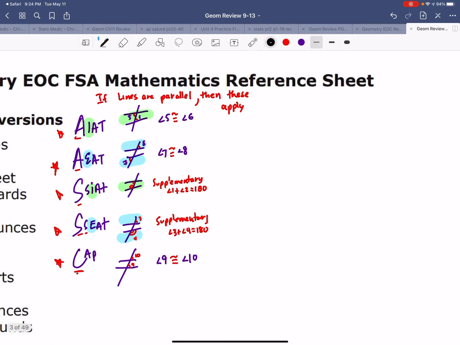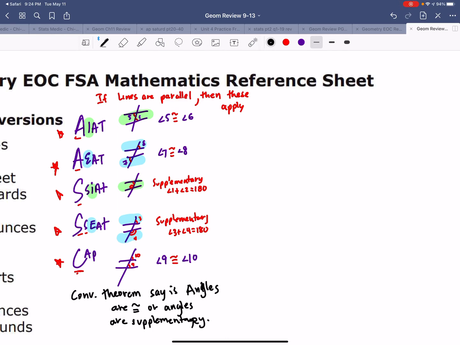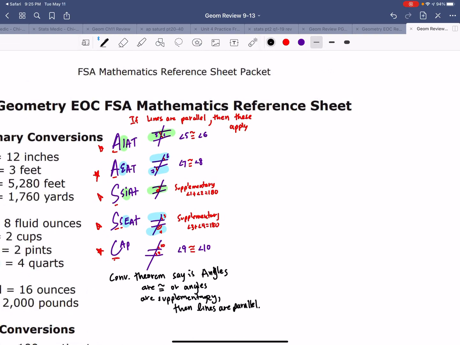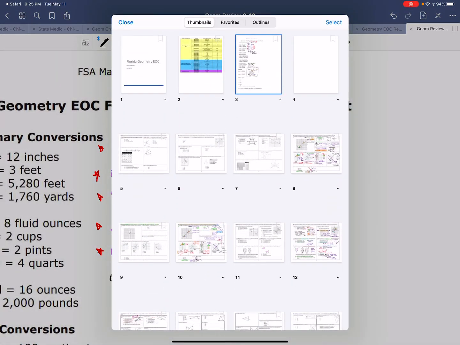So I'm going to jot that down here. The converse theorems, so it could be any of those 5. Say if angles, depending on the theorem, are congruent, or if they say the angles are supplementary, then you can come to the conclusion that the lines are parallel. Okay. So back to my page, right?